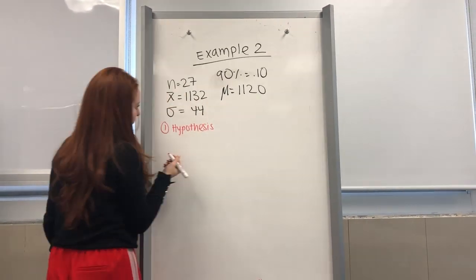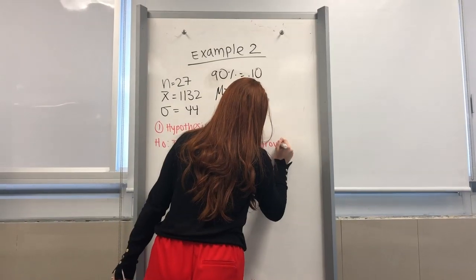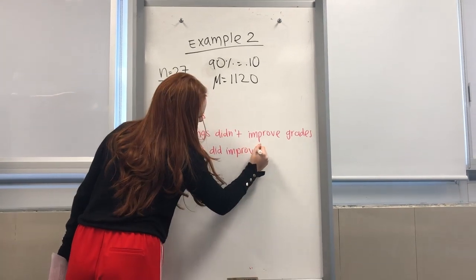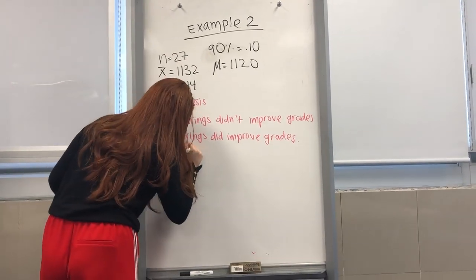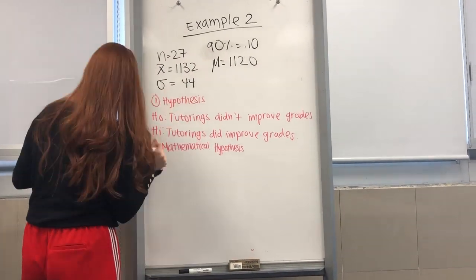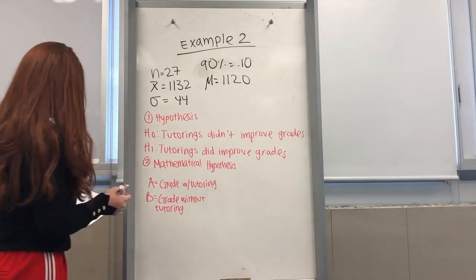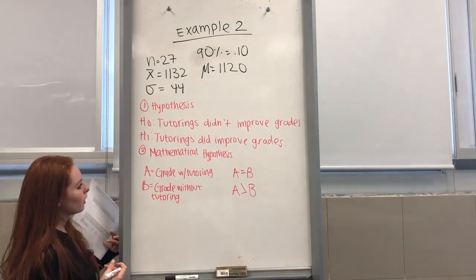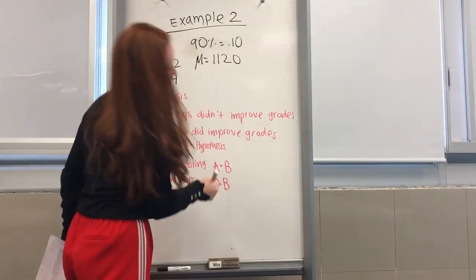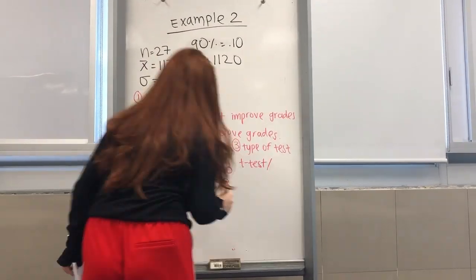First, we start the problem by stating our hypothesis. The null hypothesis is that tutoring didn't improve grades, and the alternative is that tutoring did improve grades. Then we do the mathematical hypothesis. So we have that A are grades with tutoring and B is grades without tutoring. The null will be that A equals B, and the alternative is that A is greater than B. The type of test is a T-test, and it's unilateral.